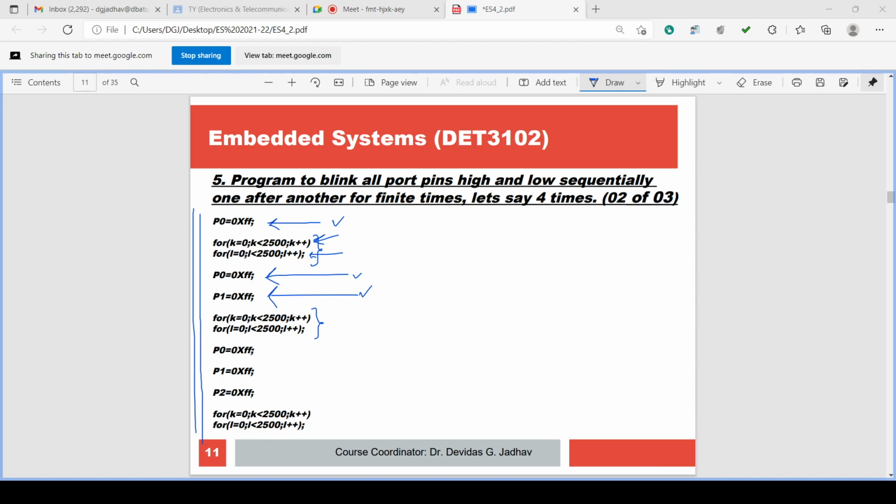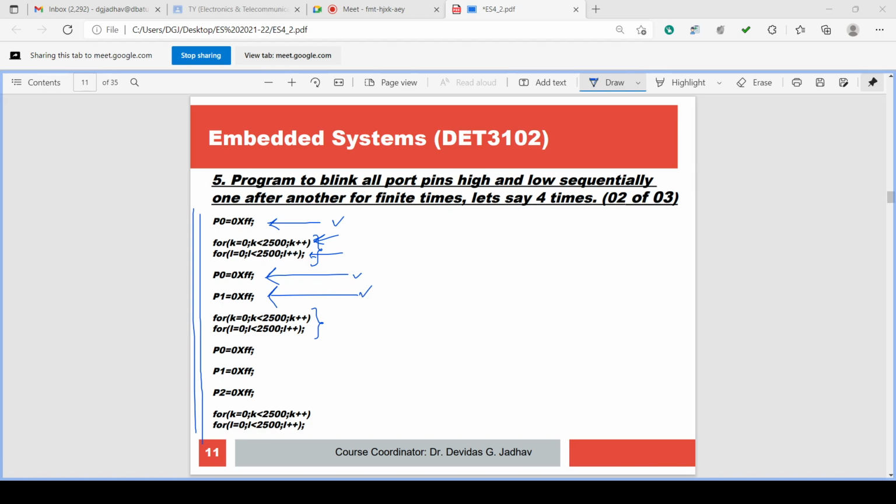value. If k value is 0, the L for loop will execute 2500 times. If k value is 1, the L for loop will execute 2500 times. If k value is 2, the L for loop will execute 2500 times. If k value is 3, same 2500 times. So totally the L for loop will execute 62 lakh 50,000 times.